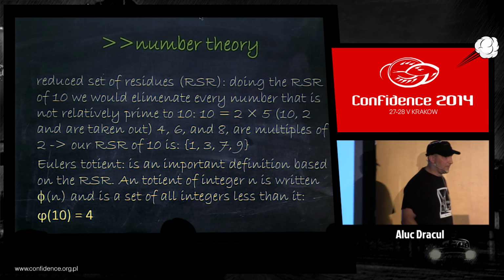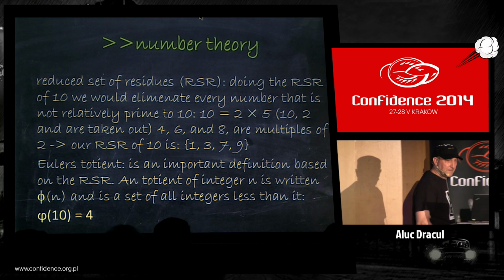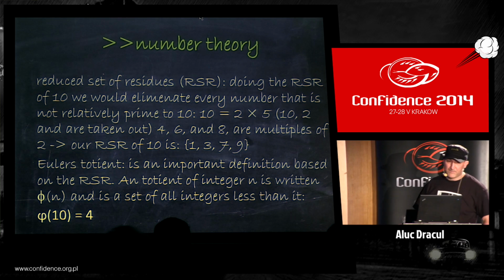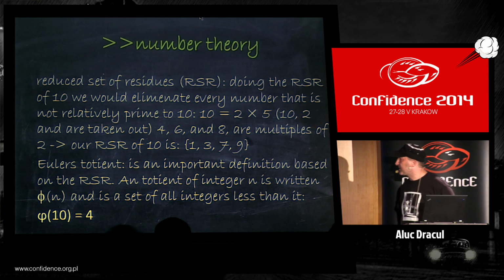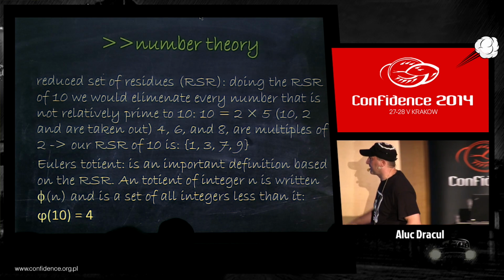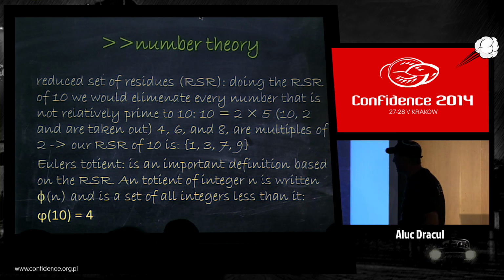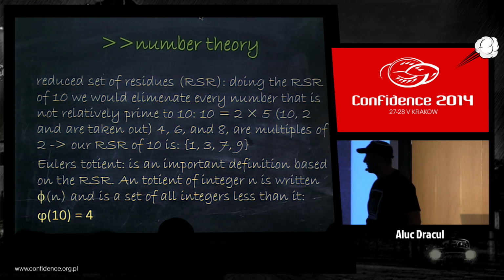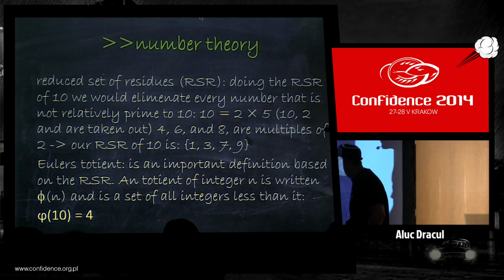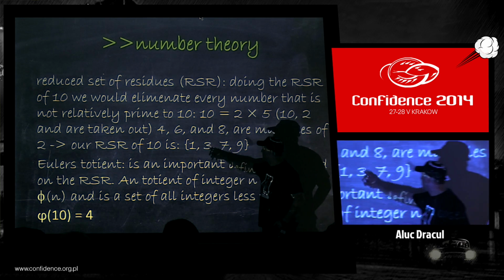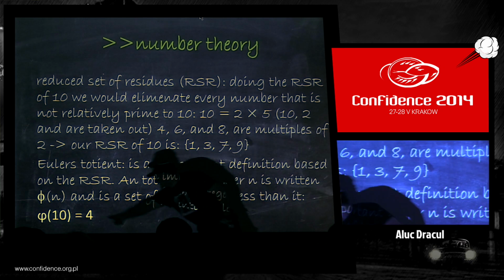There was a guy named Euler. He did this totient, and he figured out that the function is written like this. You see this little totient sign, and it counts the set of integers less than what you have in there. The set of integers we have here is the 1, the 3, the 7, the 9, which equals 4.